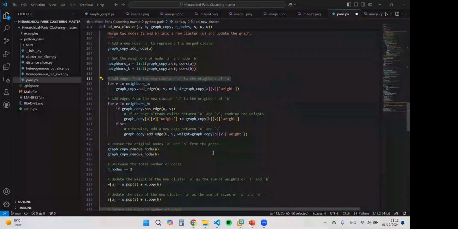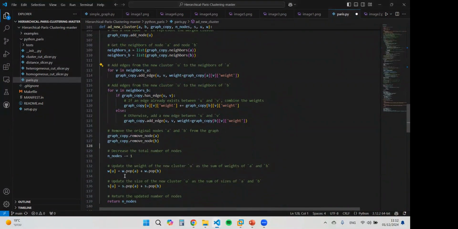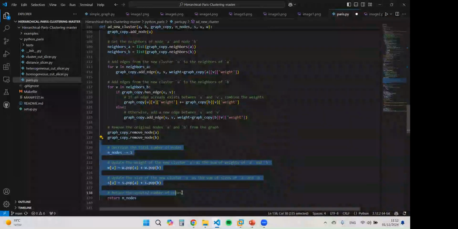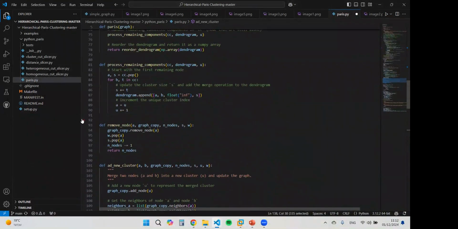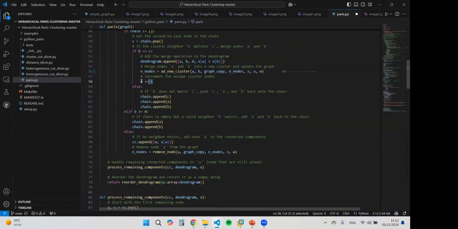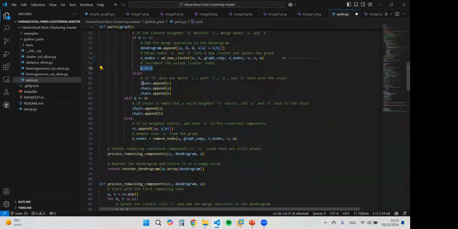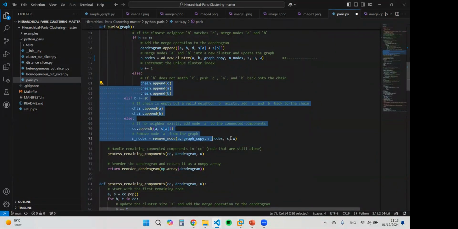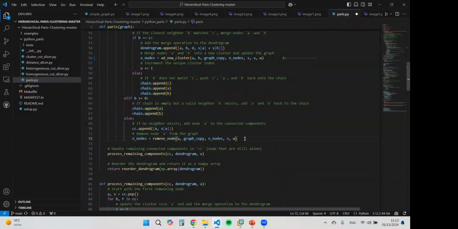Okay, so this is how we merge everything together, and everything later on is only for the stack implementation of the algorithm. Let's go back to here. Then we increment the index of the cluster, because next time we add a node, we want to give it a unique ID. Everything here, chain append and all that, is only because we implemented it as a stack and we made some pop. And if we decided that two nodes should not be merged together, we need to put them back in the chain. So this is this part.